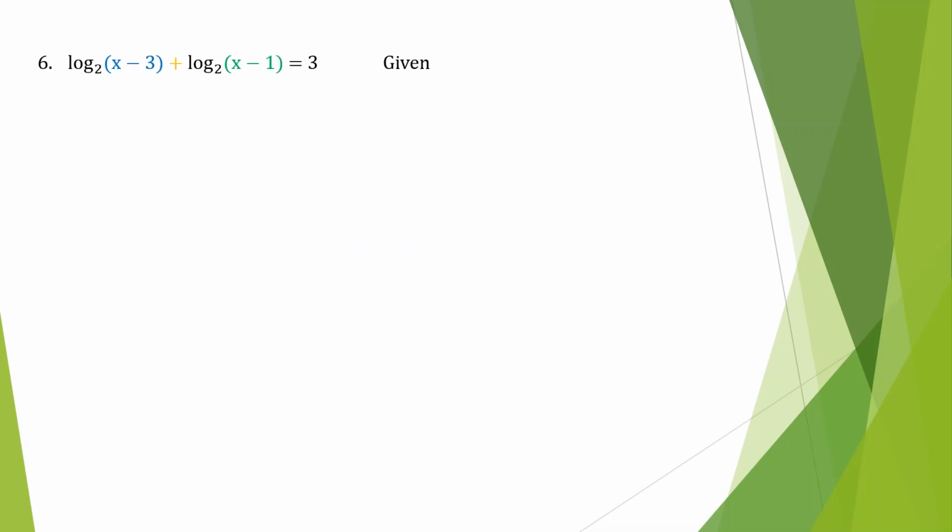Number 6, logarithm base 2 of x minus 3 plus logarithm base 2 of x minus 1 is equal to 3. Let us first apply logarithm of a product. Remember that the logarithm of a product is equal to the sum of the logarithm of its factors. So this one will become logarithm base 2 of x minus 3 times x minus 1 is equal to 3.